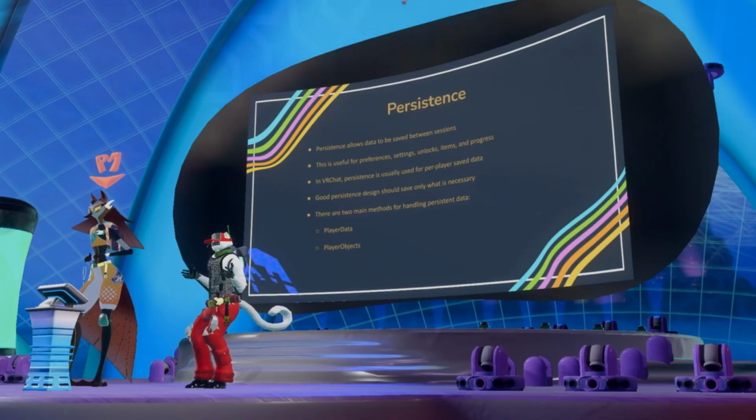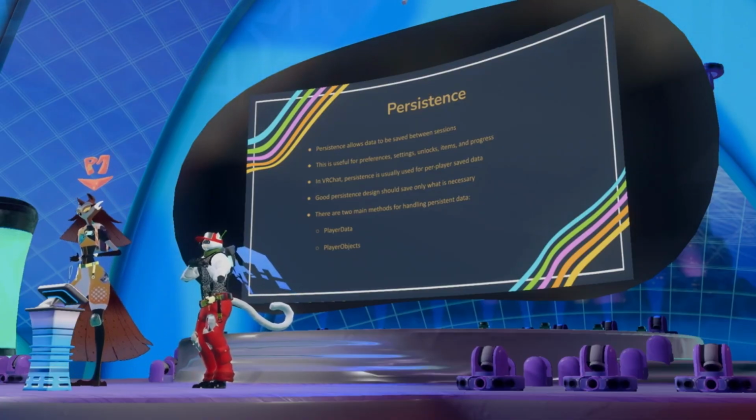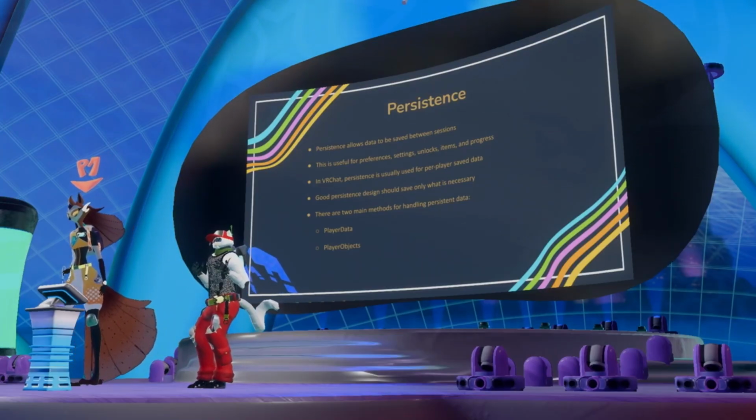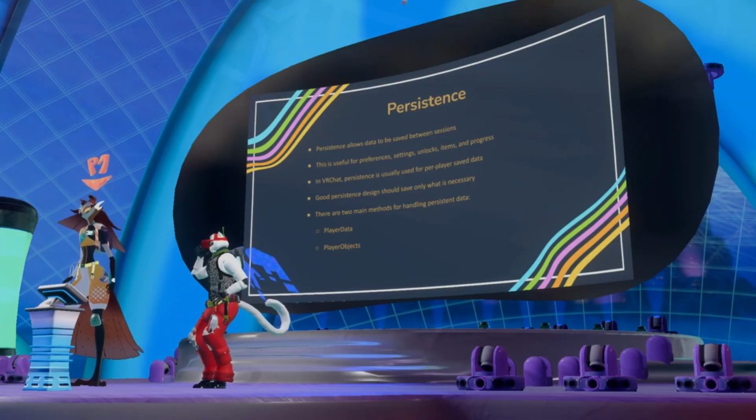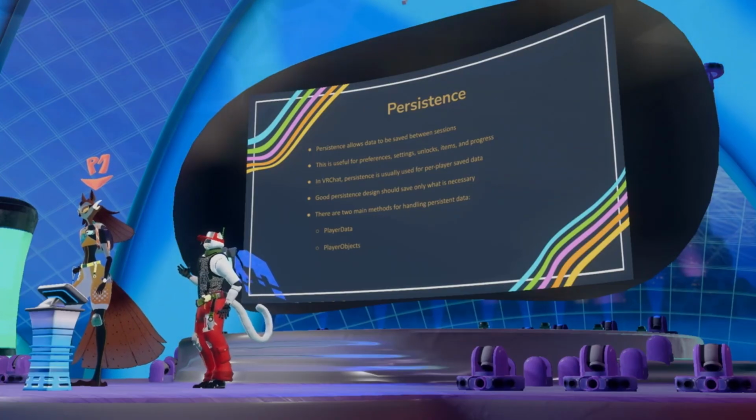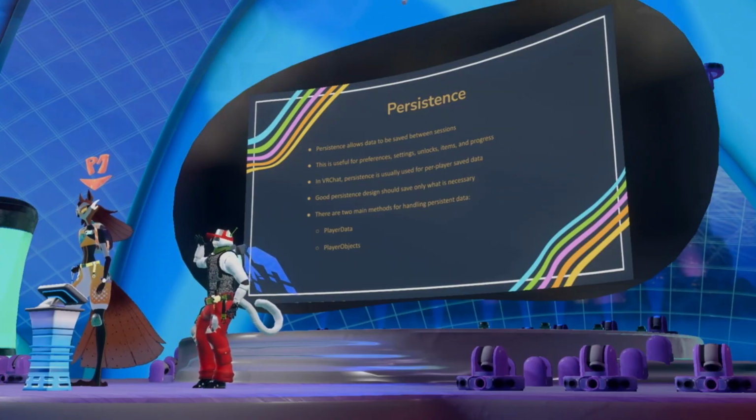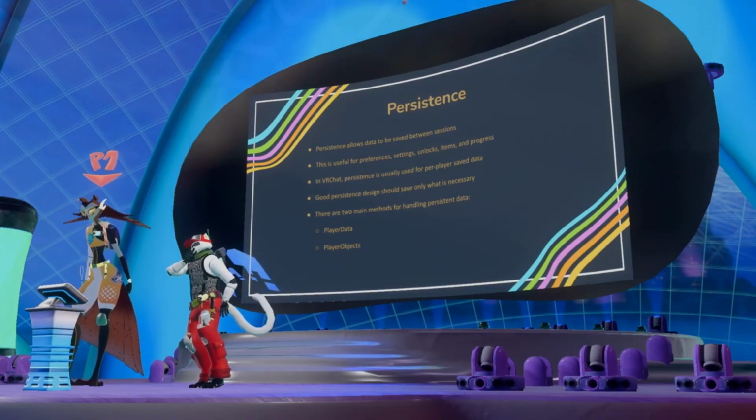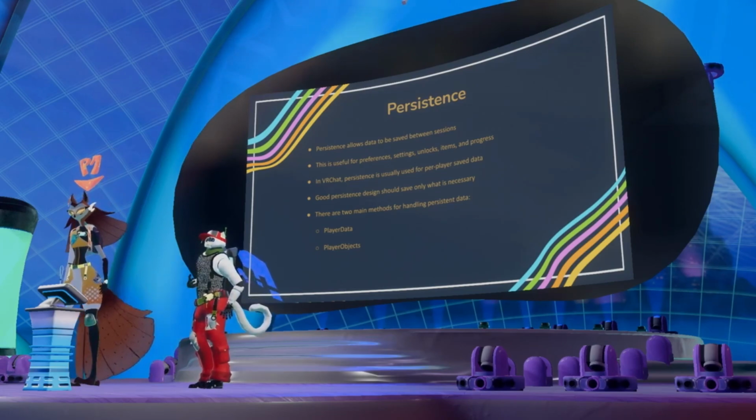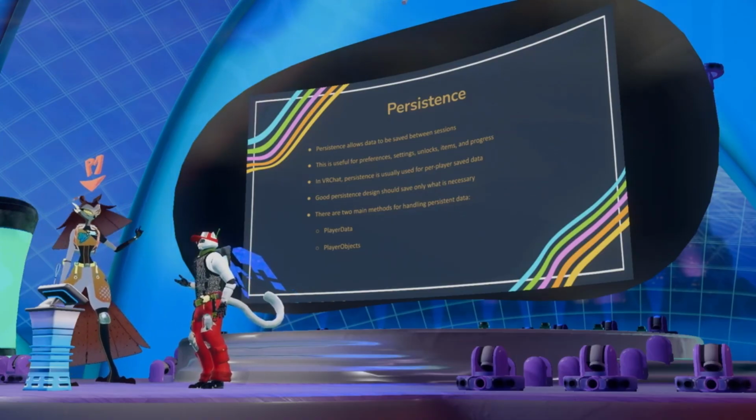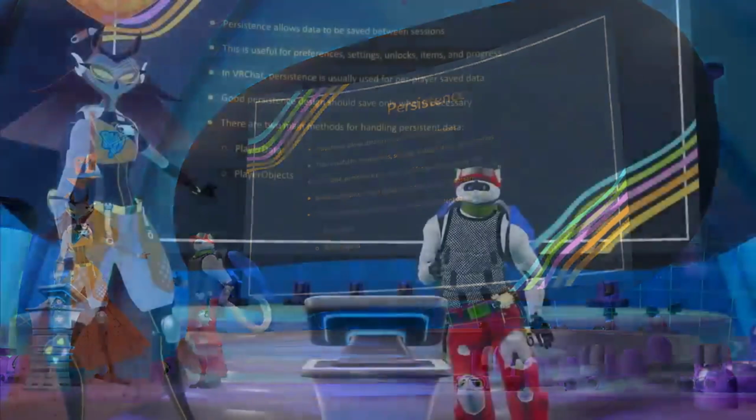It's usually used for per player save data, and you always want to be careful when using persistence to only save what you need to. There is a limit to how much data you can save, and if you hit that limit, bad things start happening. The limit's pretty high, so you have a lot of flexibility, but it is something to keep in mind. Now, there are two main methods for handling persistent data: player data and player objects. We'll be covering both of those.